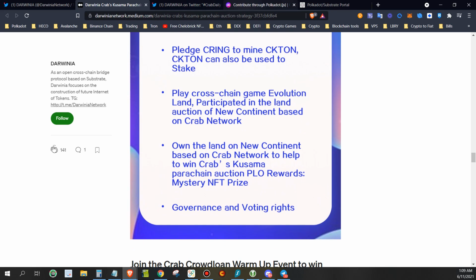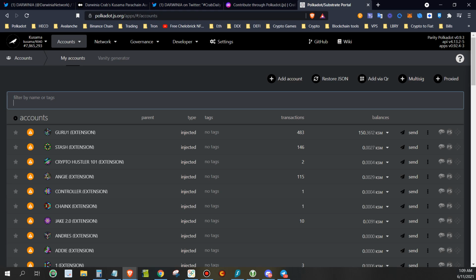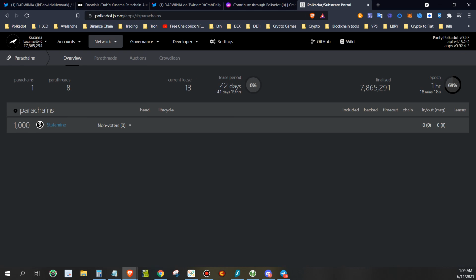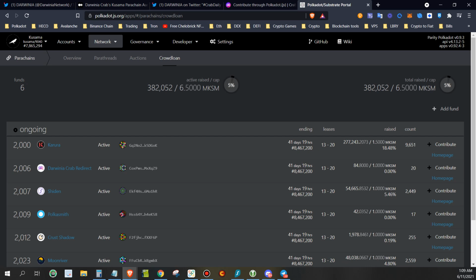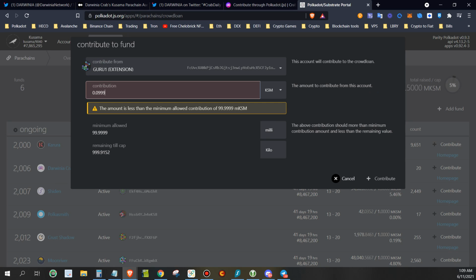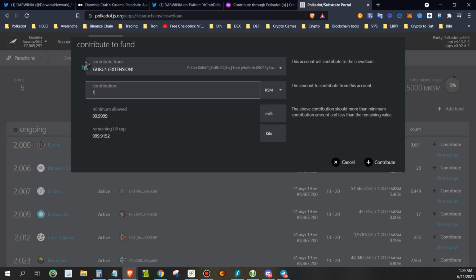So I'm going to take you over here. Let's go to Parachains, and let's go to Crowdloan, and let's go to contribute. Now I have an option showing the minimum and the remaining till cap. I can't contribute more than 1,000, so I'm going to contribute 100.